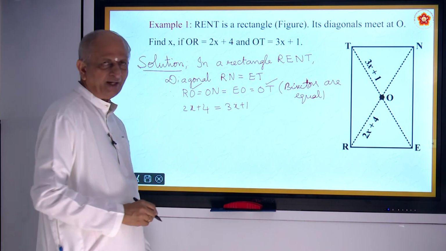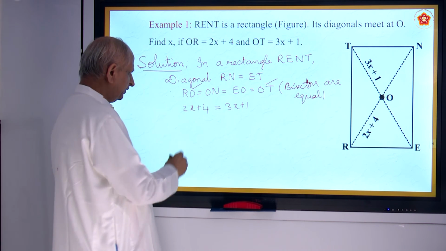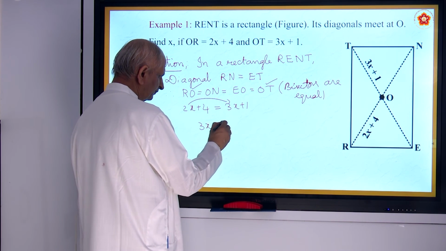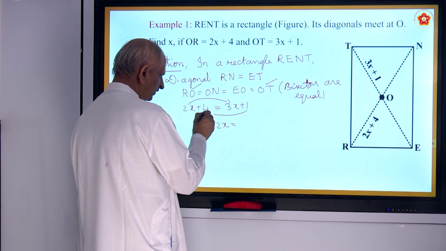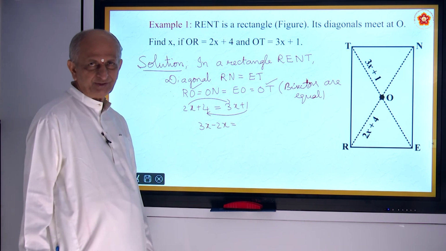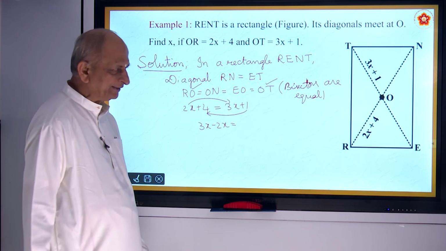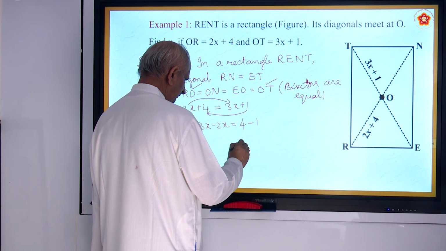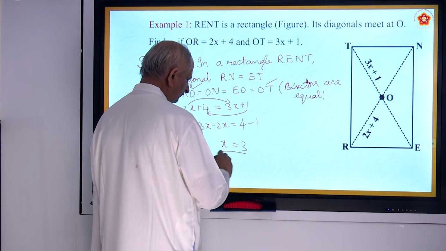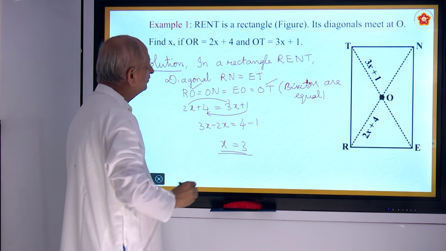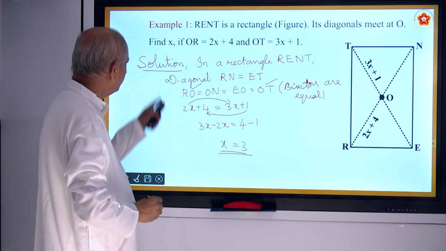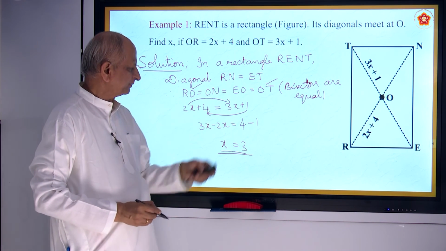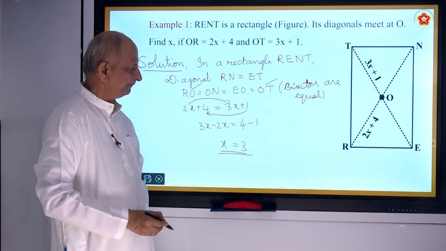The value of x is not known. When you equate it, bring this 2x this side. So 3x minus 2x is equal to, bring this 1 this side. It is called transposition. In an equation, you have to transpose. So 4 minus 1, that is 3. x is equal to 3. They are asked to find the value of x. Find x if OR is equal to 2x plus 4, OT is equal to 3x plus 1. So the value of x is equal to 3.